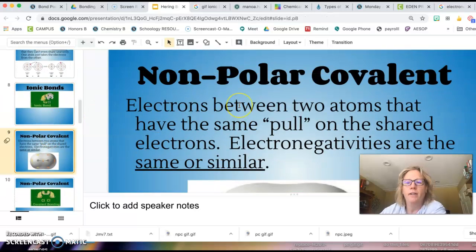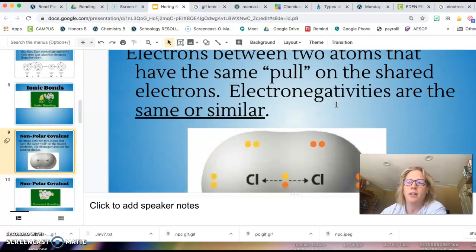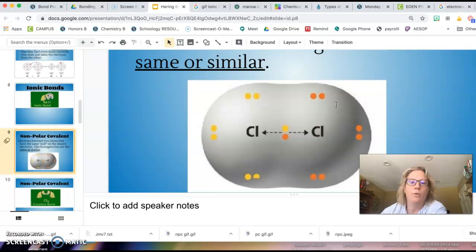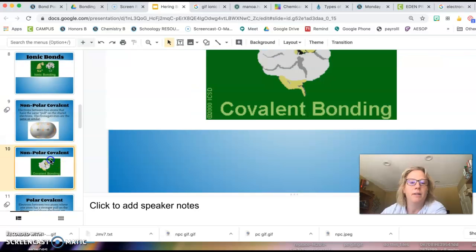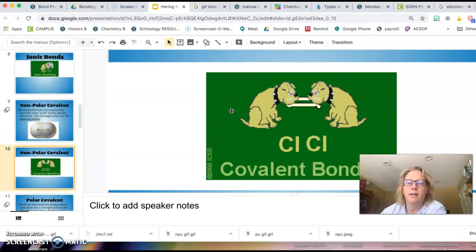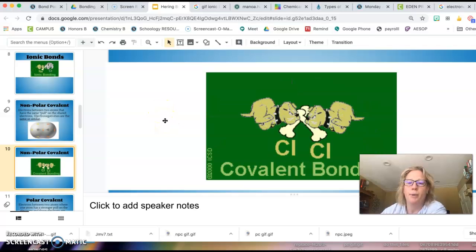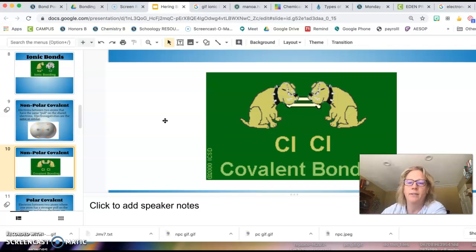Nonpolar covalent is when the electronegativity values are really close to the same or equal. So they're going to pull on the electrons equally. An example would be chlorine bonded to chlorine. They're identical, so they're going to pull exactly the same. Here's my little dog analogy: the electrons would be the bone, and they're sharing it nice and equal.